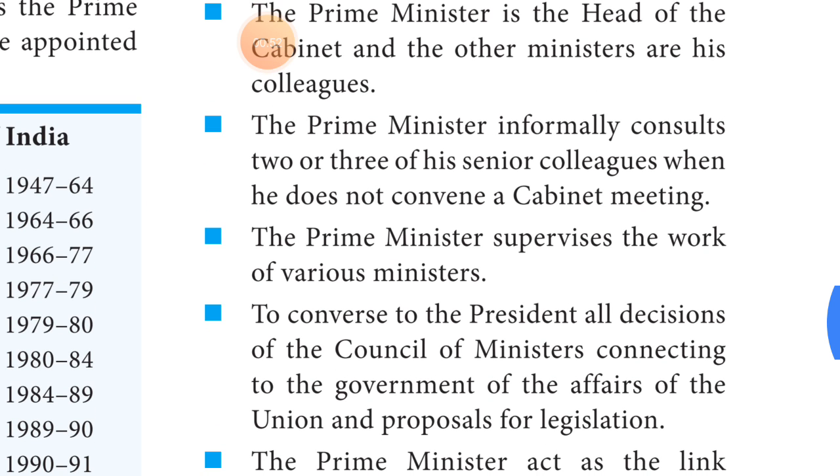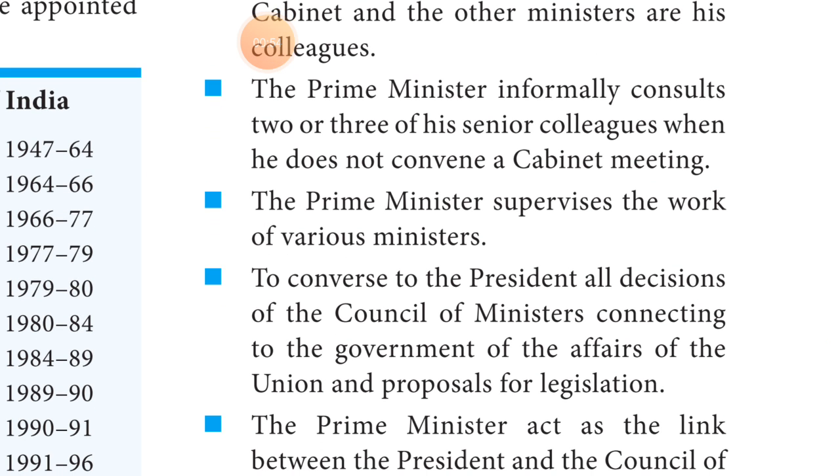Next one, to communicate to the President all the decisions of the Council of Ministers concerning the administration of the affairs of the Union and proposals for legislation. The Prime Minister always discusses with the President other ministers' activities and internal affairs, and anything related to the government is discussed with the President. This is another function of the Prime Minister.